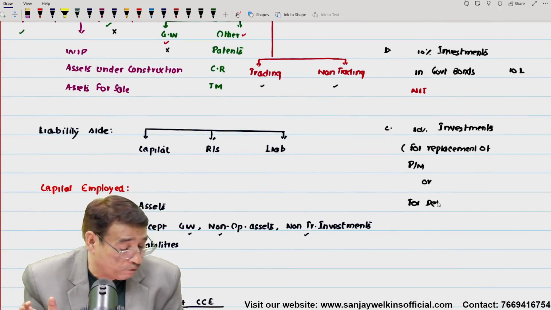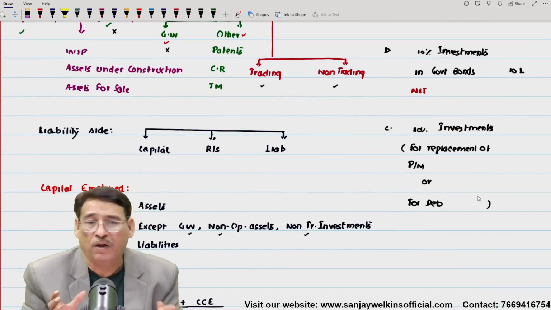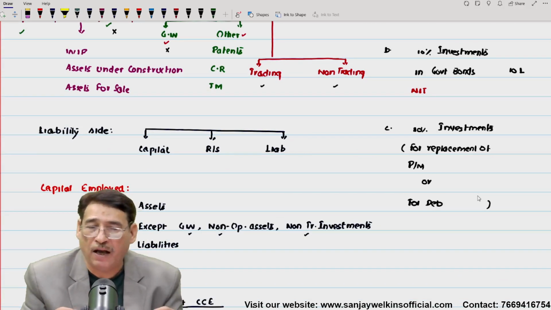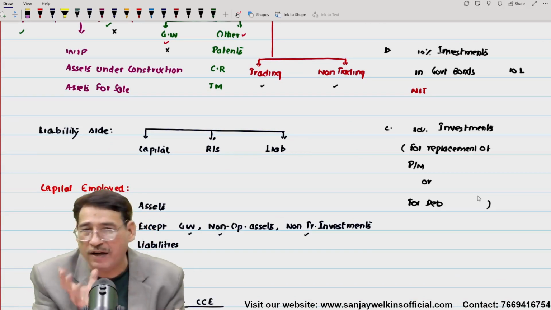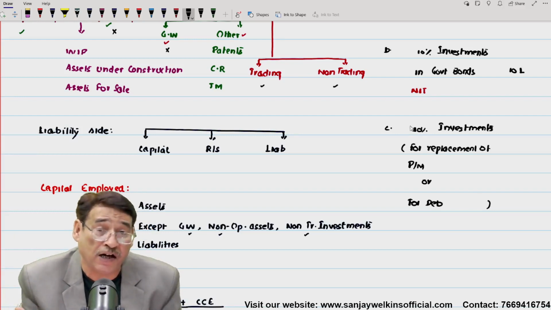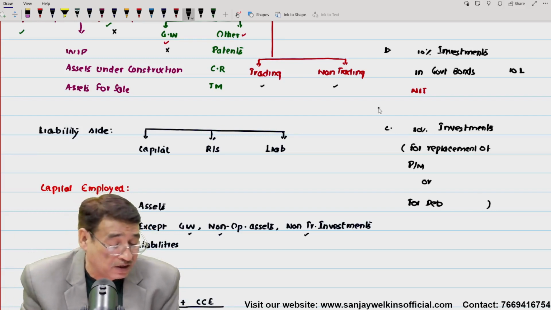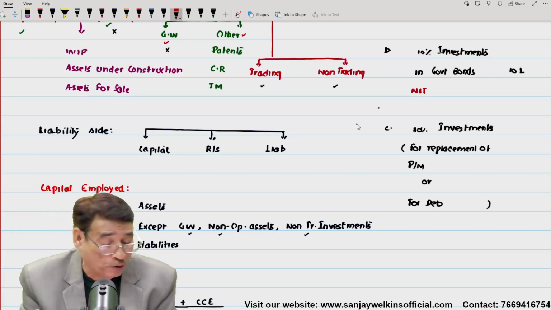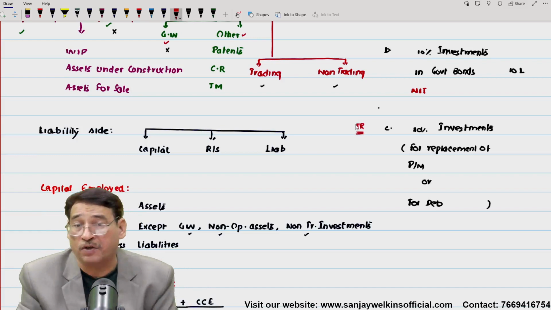That means when there is a clue that an investment has been meant to finance some activity of the business, then it is treated as trading investment. I hope you got the idea. Is it clear to you? Then it will be treated as trading investment.